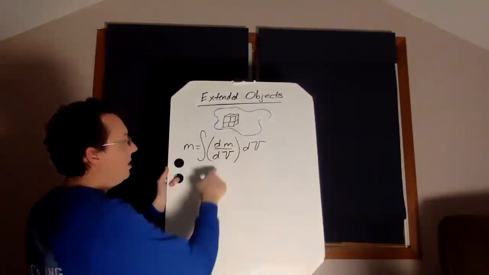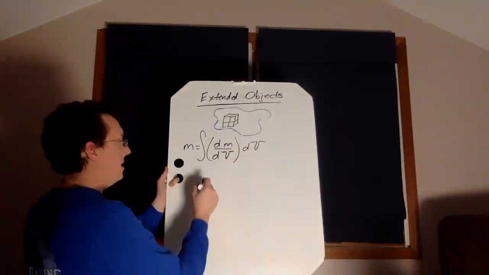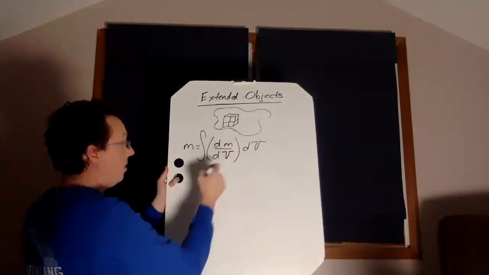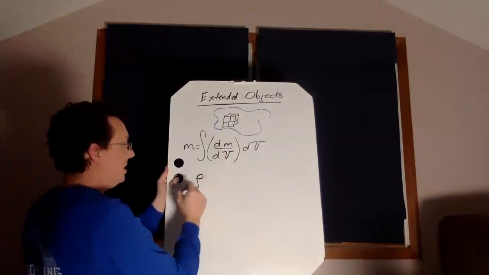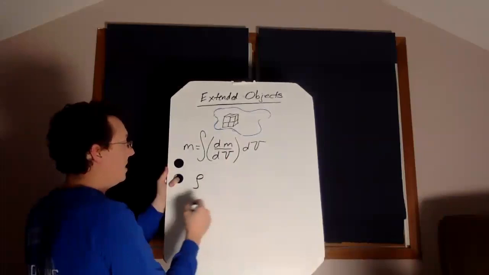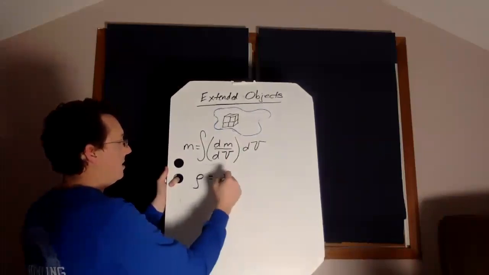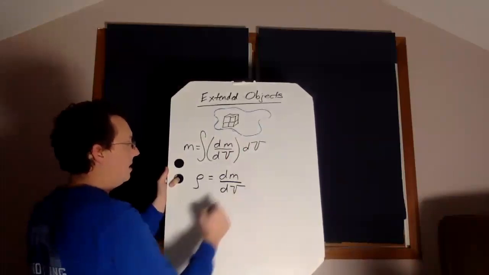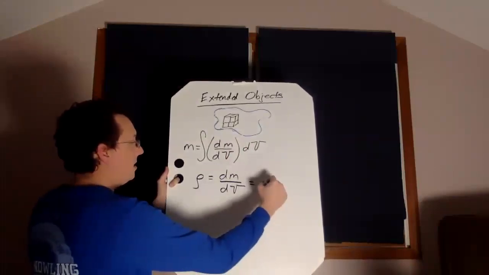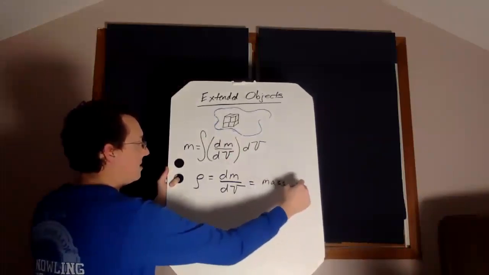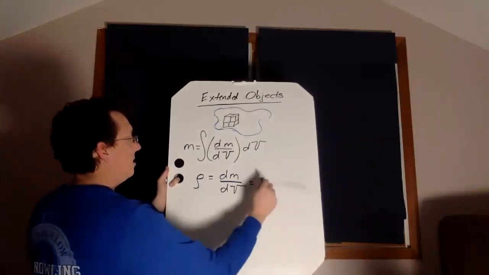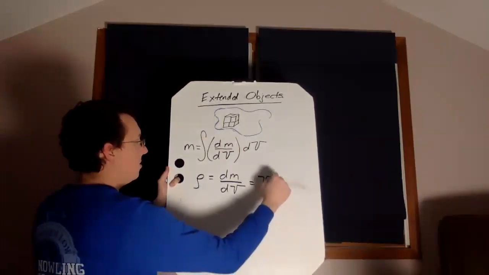Okay? This quantity in parentheses is called the mass density. Specifically this is the volume mass density. The symbol for density is rho. You've seen that symbol before. It's dm/dv, and it's the mass density. Or it's really the volume mass density.